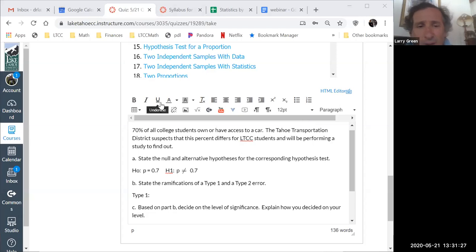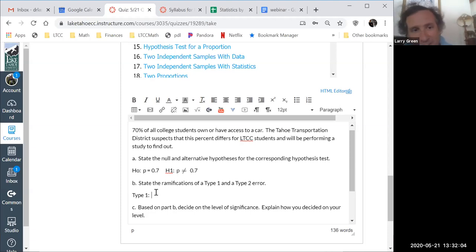Okay, so type 1 error means that you accept H1, right? Reject H0, accept H1. So we're going to accept that no, it's not 70% of all Lake Tahoe Community College students. Okay, it's a different number. It's a different percent for LTCC students. On the other hand, it really is 70%, even though we thought it wasn't. And that's what a type 1 error is, that you think H1 is true, but H1 is not true, H0 is true.